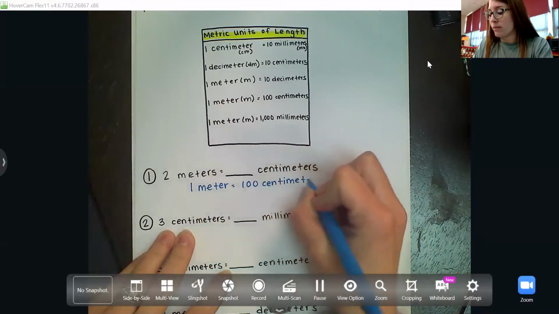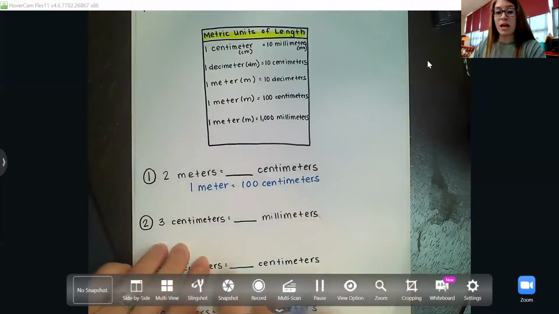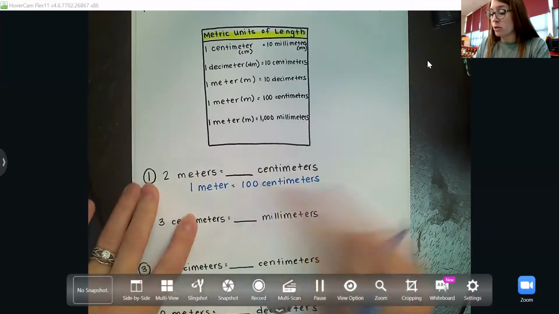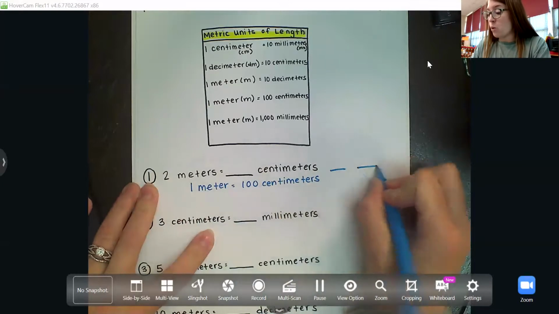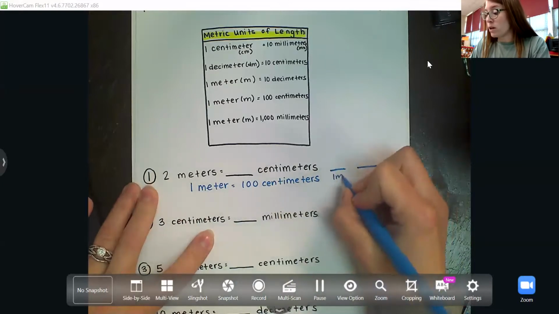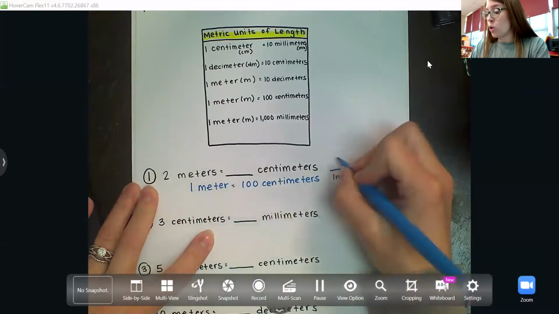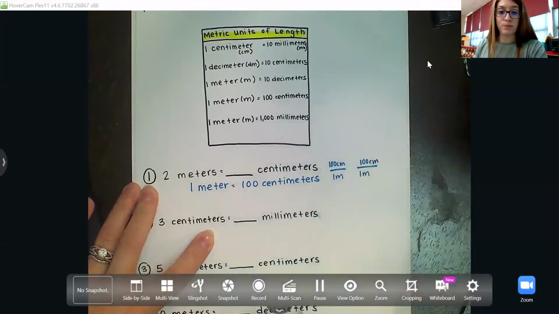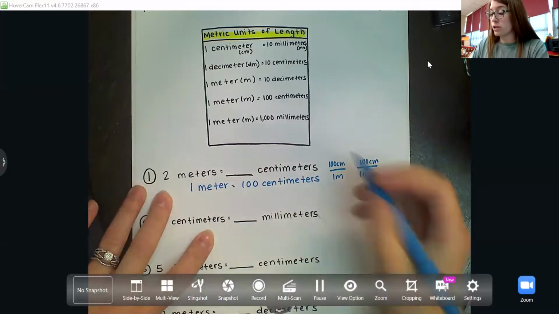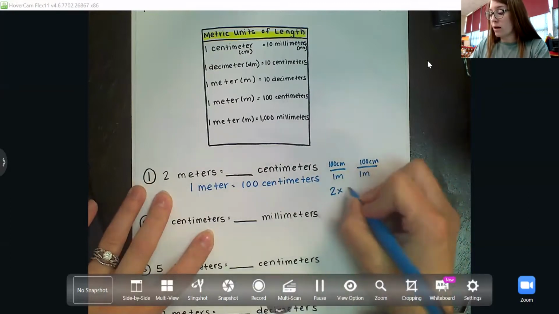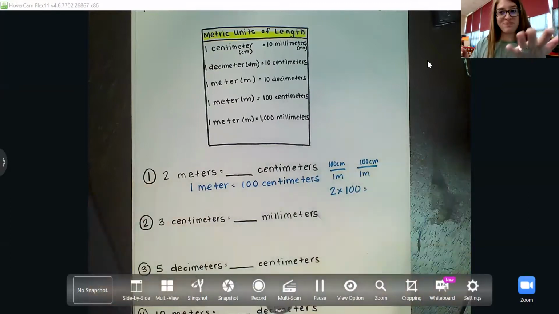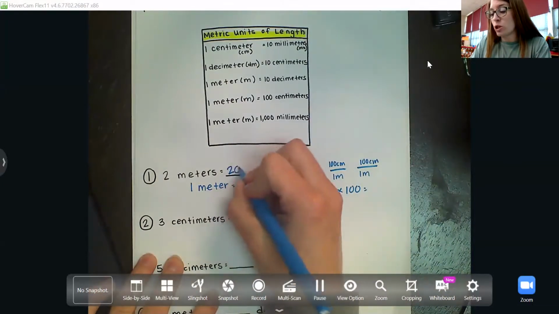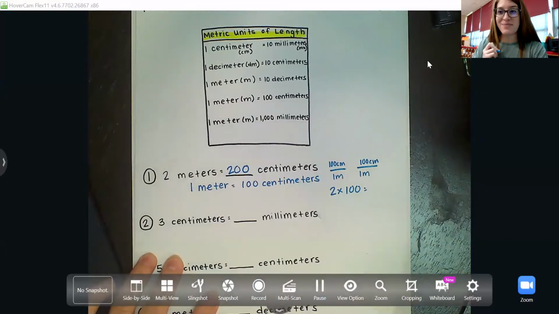centimeters. So what we're going to do is take how many meters they gave us and multiply that by the 100. Because if we look at it like this, we've got 1 meter, 2 meters, and there's 100 centimeters in each. So we can do 100 plus 100, or 2 times 100, which equals 200. Very good. So 2 meters is equal to 200 centimeters.